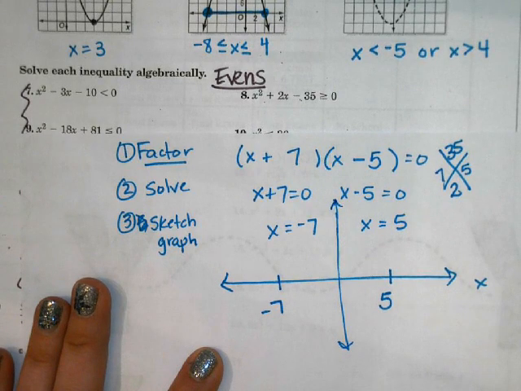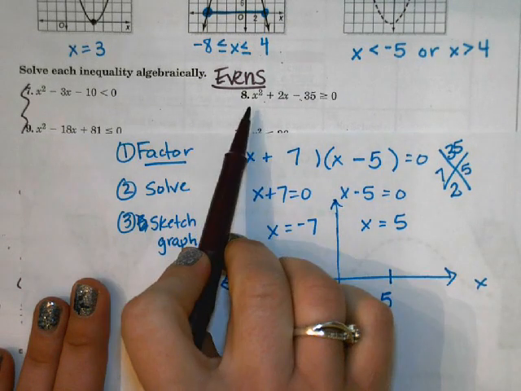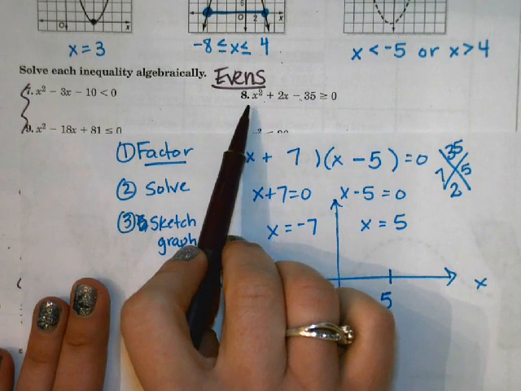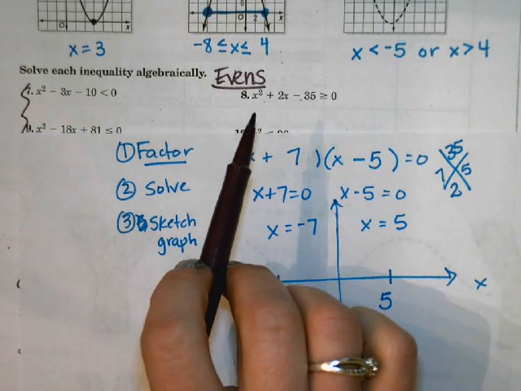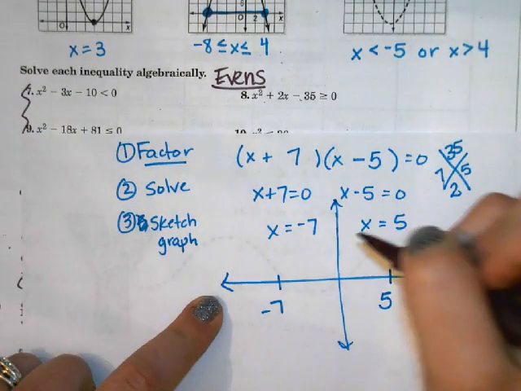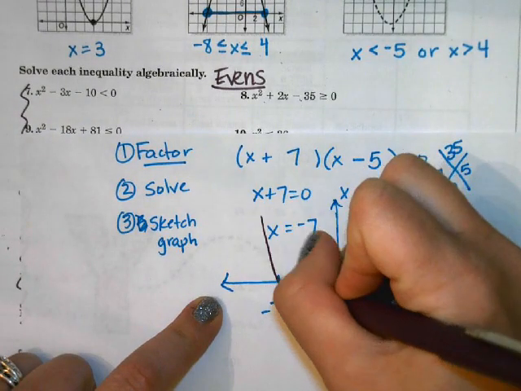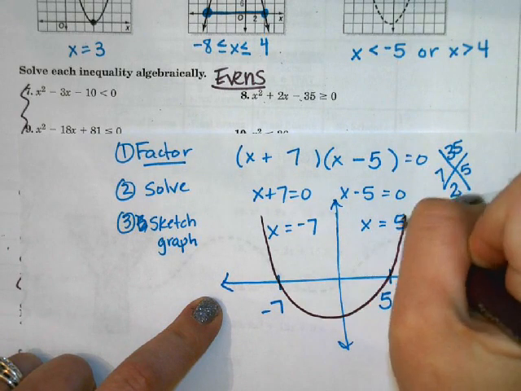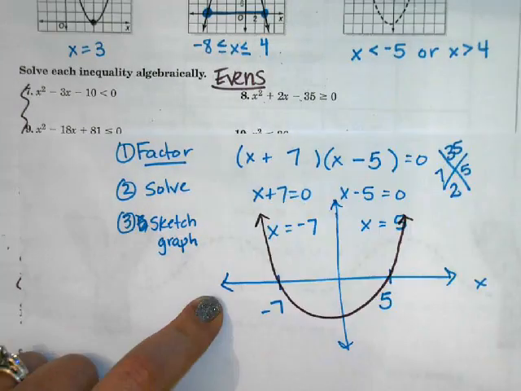Is this guy going to open up or open down? Is my x squared positive or is he negative? It's positive, so he's going to go up. Perfect. And it doesn't matter what he looks like, we just want him to open up.